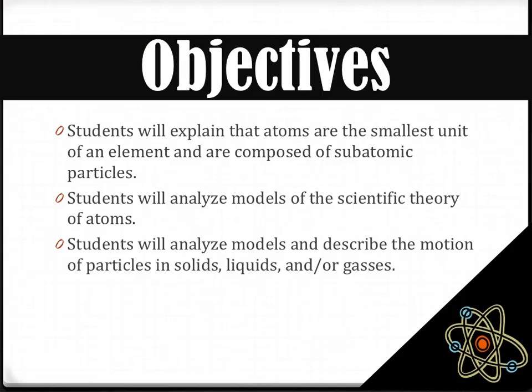So again, what you guys are going to be doing is trying to describe that an atom is our smallest unit of an element, and those are made up of subatomic particles, and hopefully some of this should sound familiar. Your subatomic particles include your protons, your neutrons, and your electrons. So you should hopefully have heard those ones before. Remember, protons have the positive charge, neutrons are neutral, and then electrons are negative.